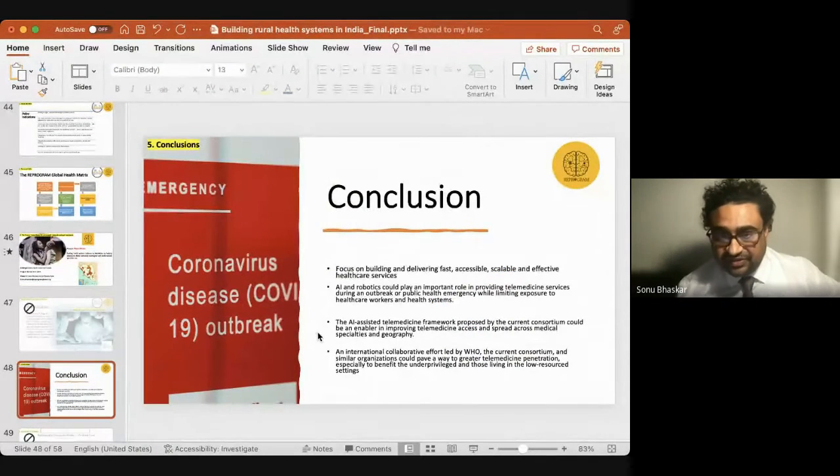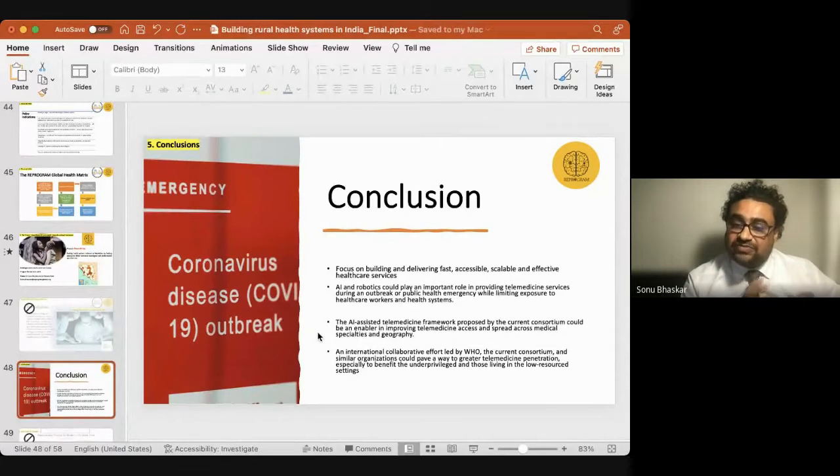In conclusion, we believe that a focus on building and delivering fast, accessible, scalable, and effective healthcare services is critical to building health capacity in rural parts of India, but also in low resource settings. To do that, we need to really think about artificial intelligence and robotics at the design stage. We can't go to the solution and then think about going back to the problem. We need to think from the design stage about how we can integrate artificial intelligence and disruptive technologies to support the infrastructure that we need for the future.